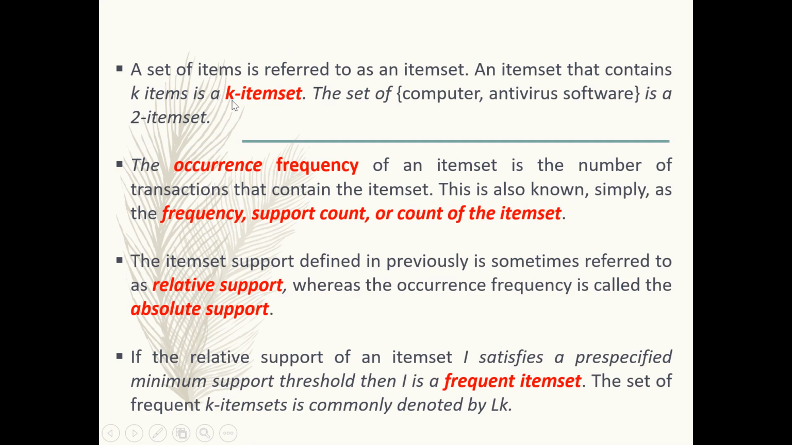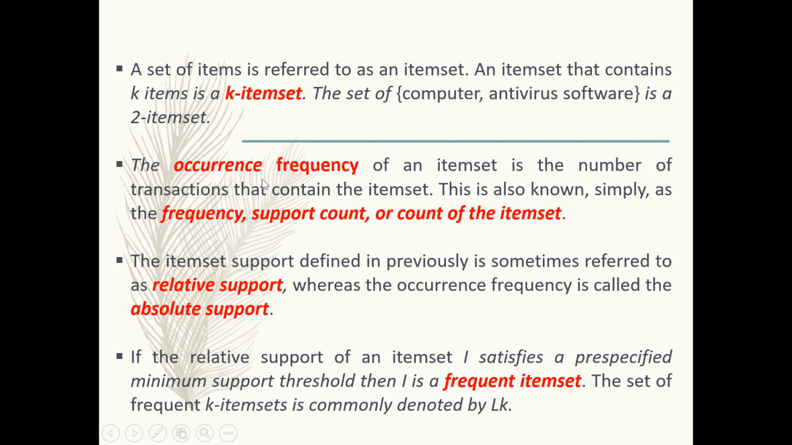The definition of a k item set: a set of items is referred to as an item set. It can be one single item or more than one item, 2 or 3 items. An item set that contains k items is a k item set. K gives the number of items. The set of computer and antivirus software: how many items? 2. So it is a 2 item set.